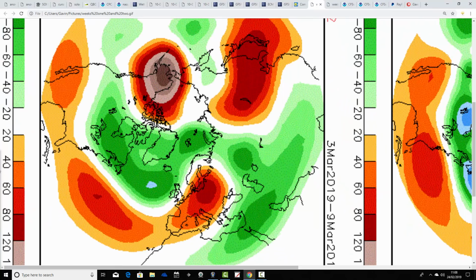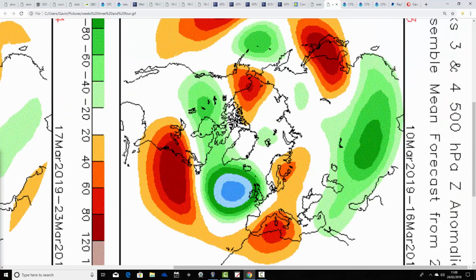But then signs of a change into week 2. This is taking us from the 3rd to the 9th of March. More unsettled, below average heights, low pressure out to the northwest of the country. The high pressure is flattening off and sinking into eastern and southern parts of Europe. With that comes a jet stream with winds turning into the west. A more unsettled week then from the 3rd to the 9th of March. Still mild, but more unsettled.